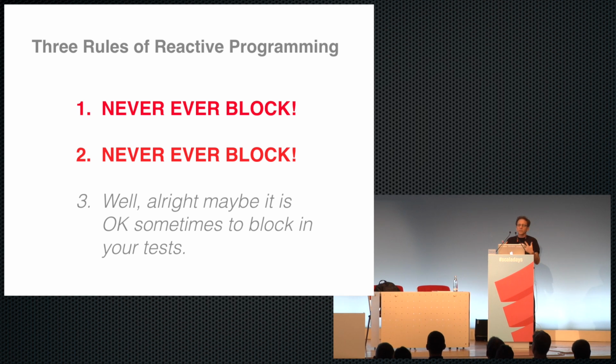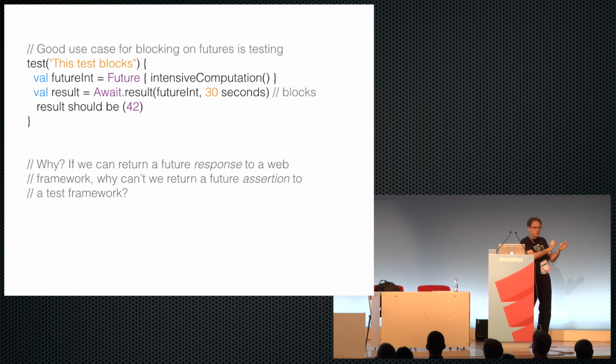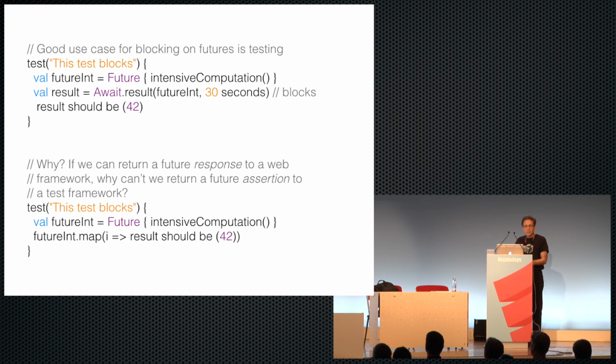So it's wishy-washy. And what I thought was, if you can return a future response to a web framework, why can't you return a future assertion to a test framework, right? So it would look kind of like the Play code. In my test, I call a method that gives me back a future int, and instead of blocking on it and then doing an assertion, I just map an assertion onto that future int and get a future assertion that I return to the test framework, right? So that was my idea.